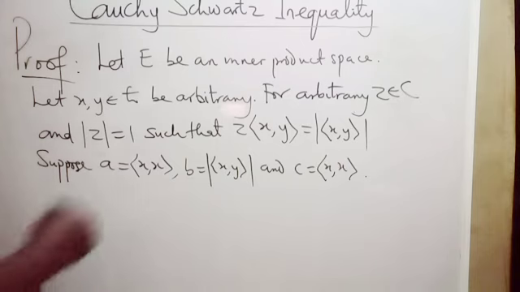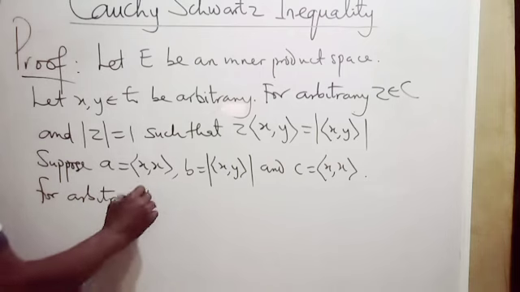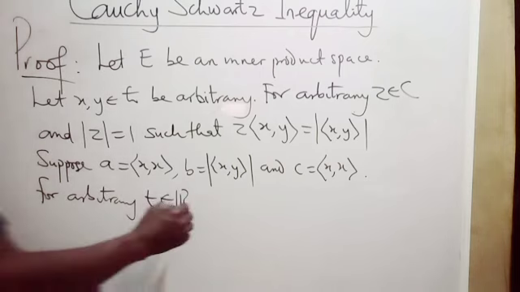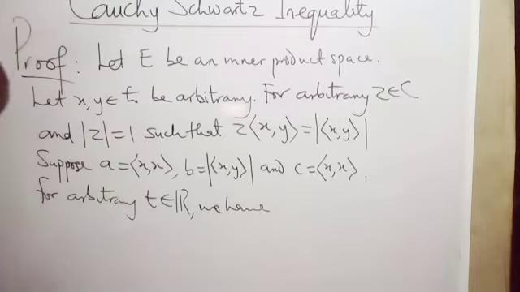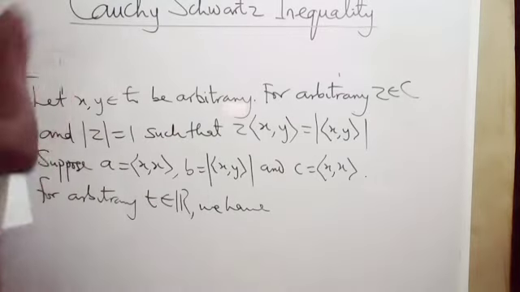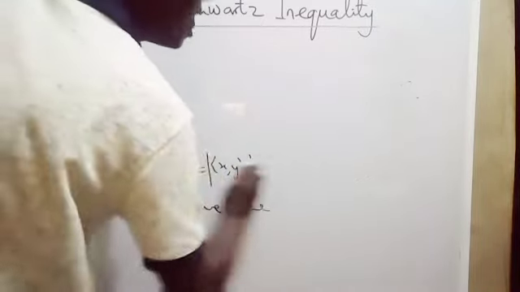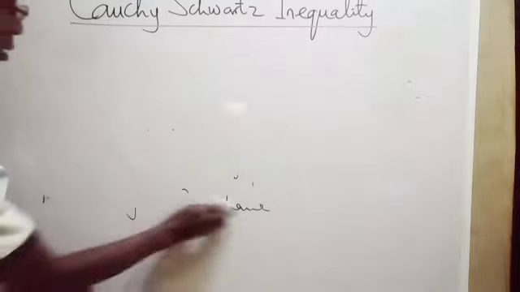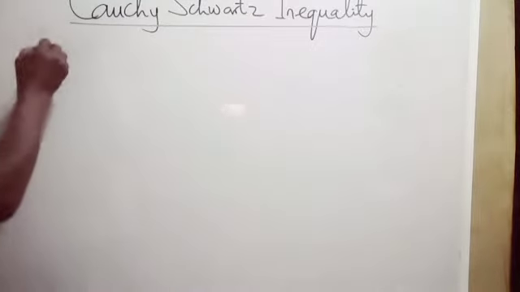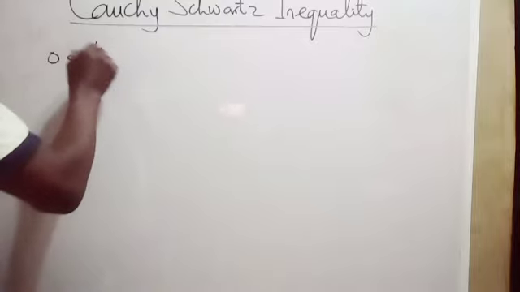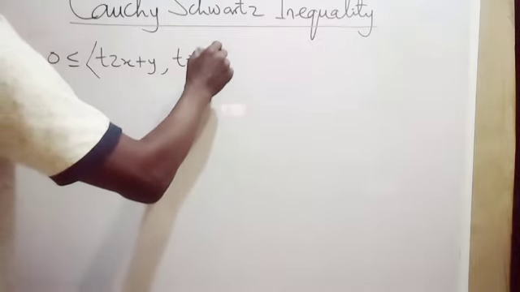Let's suppose that. Now, for arbitrary t, which is a real number, that is, for any arbitrary real number t in R, we have that 0 is less than or equal to the inner product of tzx plus y, comma tzx plus y.